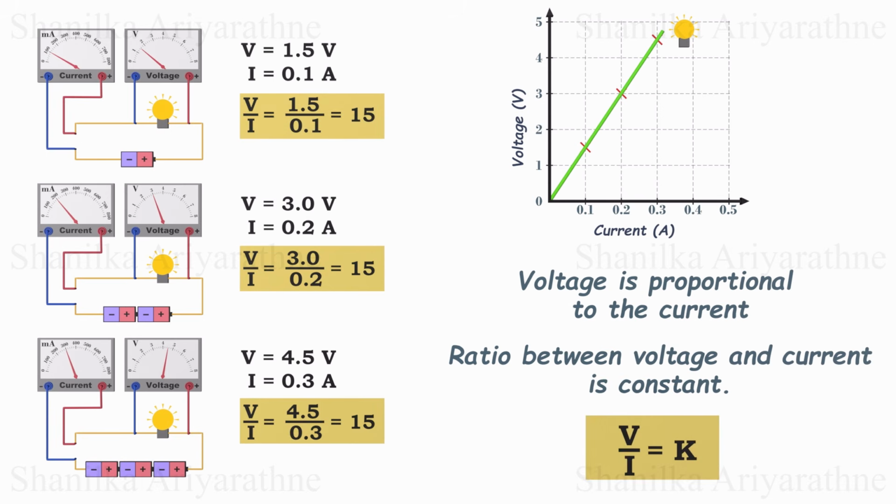The gradient of the straight line is constant, representing the ratio between voltage and current. This is a really important relationship. Keep this in mind and I'll explain this further in a few seconds.